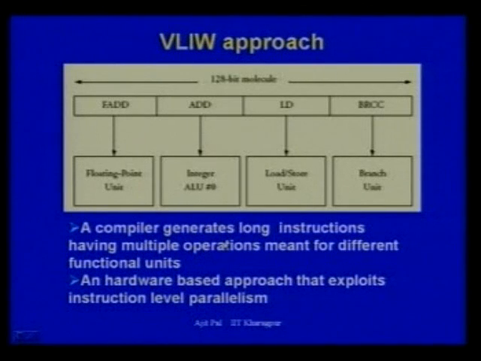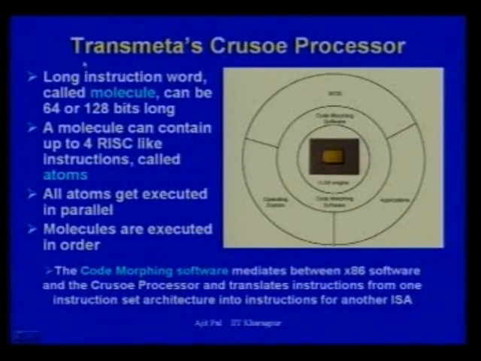The compiler extracts the instruction level parallelism, identifies the instructions which can be executed in parallel, then forms a complex instruction, which can then be executed just like in a normal way. Fetch one instruction, execute it in order. So in this approach, what is happening is a software based approach.